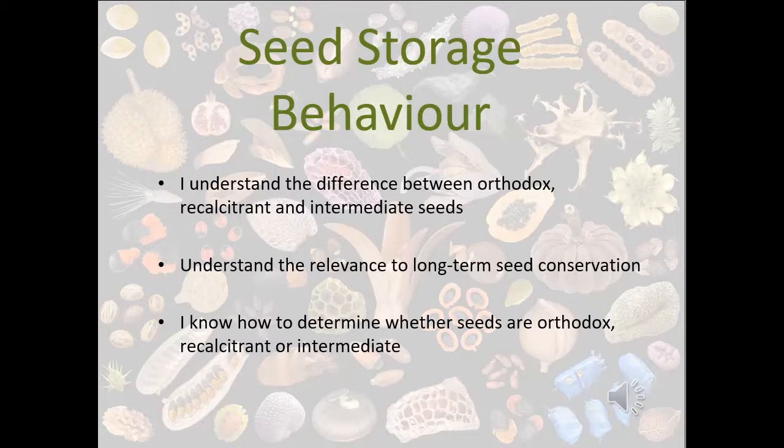As you're already well aware, seeds of wild species come in a range of different forms. They are also varied in how they can behave in storage. In this section of the lecture, we will explore the three main categories of seed storage behavior. You'll understand their relevance to long-term seed conservation, and some practical examples of how to identify and manage for different storage behaviors.